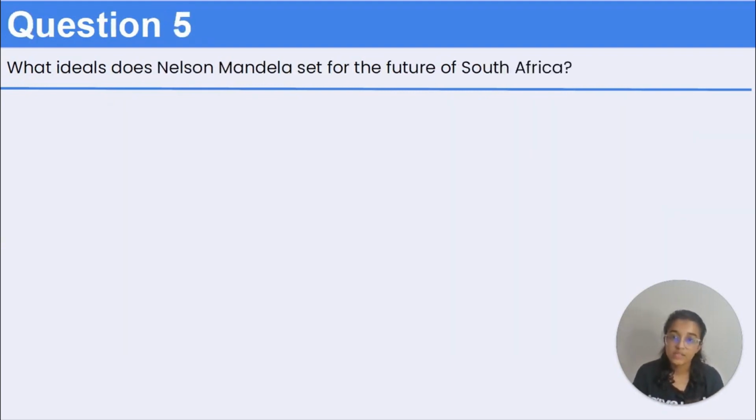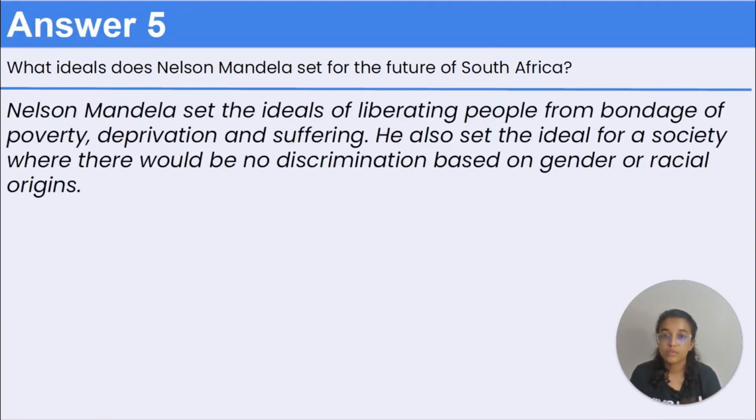What ideals does Nelson Mandela set for the future of South Africa? So, he sets ideals of liberating people from bondage of poverty, deprivation, and suffering. He also set the ideal for society where there would be no discrimination based on gender or racial origins or any other sort.